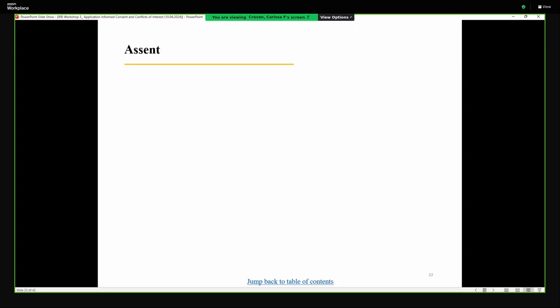In some situations, assent should be collected instead of consent. I'm so sorry. Yes. I want to understand what do you mean by methodology that may involve deception?